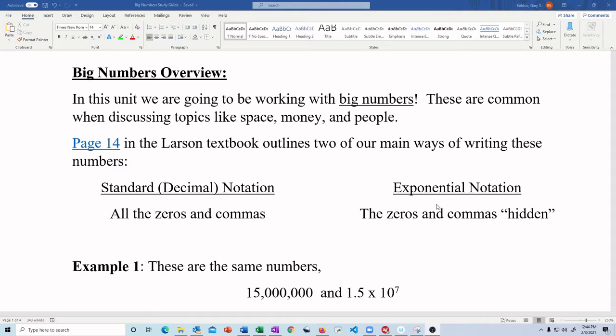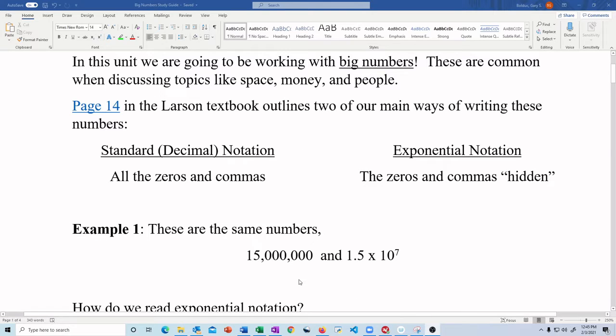Basically what this does is it hides all the commas and zeros inside, and you can see it right here at the bottom, inside this notation, this times 10 to a power. What this is doing is it's just telling us how many zeros we need. That's really all it is. So we're going to do a little practice unpacking that, and then hopefully you'll get to see why it's so nice to write it in exponential notation and kind of what we can do with that. So let's just jump into an example.